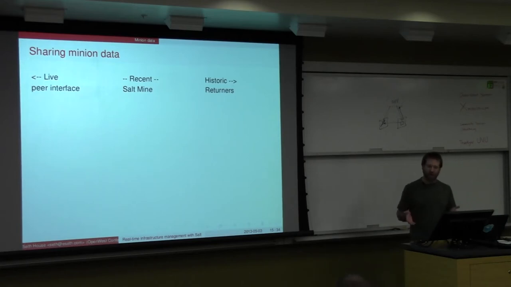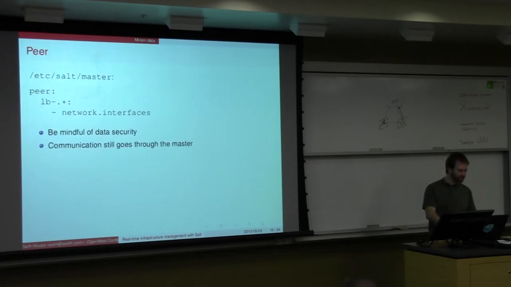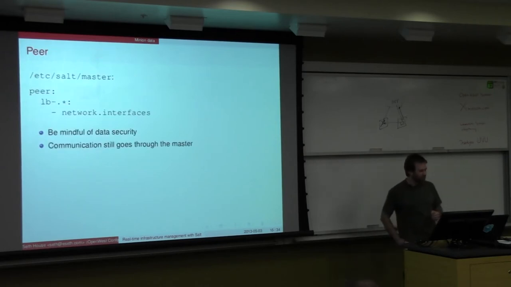So there's a spectrum of data available to Salt. On the left here we've got live data, and you can access live data from one minion to another minion using the peer interface, and I'll go over that in just a minute. You can access recent data using Salt Mine, which is in 0.15, which is newly released. Or you can fetch historic data using a returner, so using returners to store data in some data store somewhere, and I'll get to that. So let's talk about the peer interface.